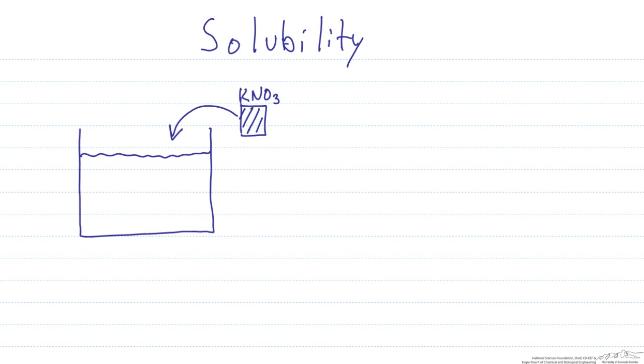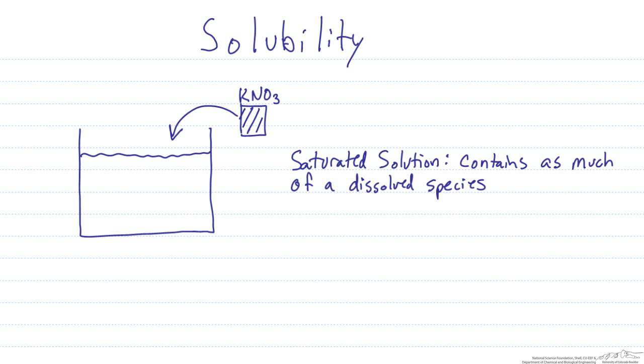So this is what describes a saturated solution. A saturated solution is a solution which contains as much of a dissolved species as it can at equilibrium. If the solution were not saturated, we could keep adding more salt until eventually no more would dissolve, and at that point it would be saturated.